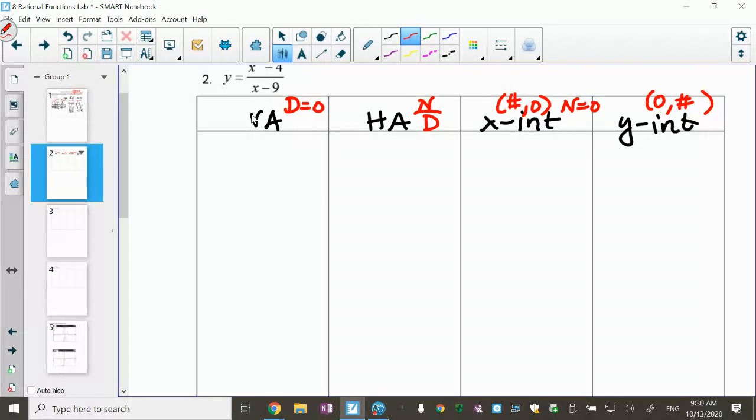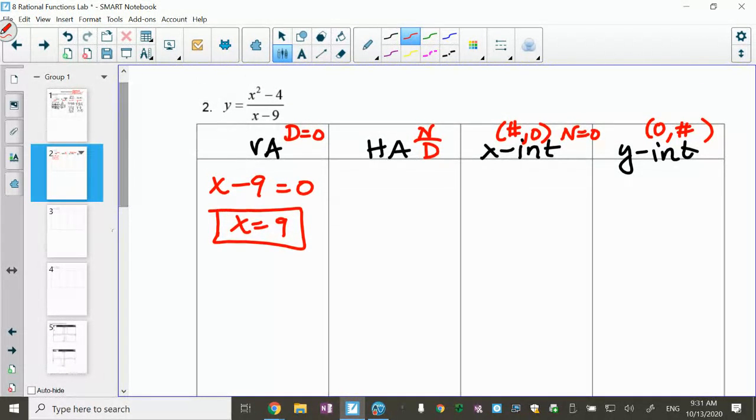Okay, let's try this. Vertical asymptote, what do? Denominator, so I'm going to do x minus 9 equals 0, x equals 9, so it looks like I do have a vertical asymptote at x equals 9, so it goes up and down at x equals 9. Okay, horizontal asymptote. I take the highest powers at the top and bottom, so there they are, x squared over x. So that's one of the 3 rules. What is a horizontal asymptote if the x power is higher in the numerator than denominator? What? There is none.